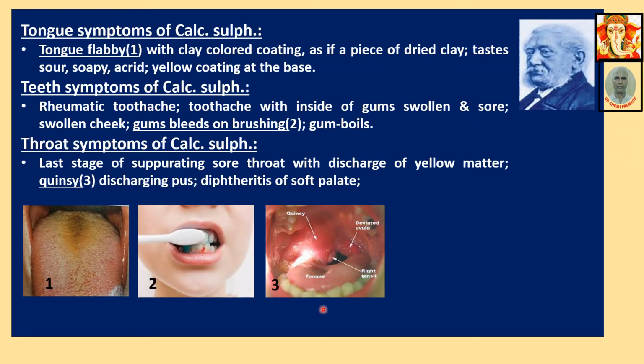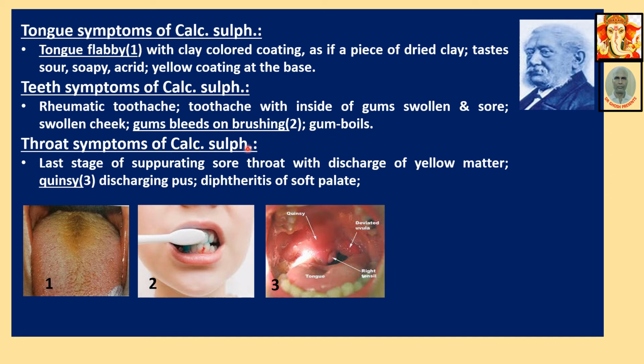Tongue symptoms of Calcarea Sulph: tongue flabby with clay colored coating as if a piece of dried clay, taste sour, soapy, acrid, yellow coating at the base. This is tongue 1. Teeth symptoms of Calcarea Sulph: rheumatic toothache, toothache with inside of gum swollen and sore, swollen cheeks, gum bleeds on brushing. Number 2. Gum boils, this image already shown in last slides.